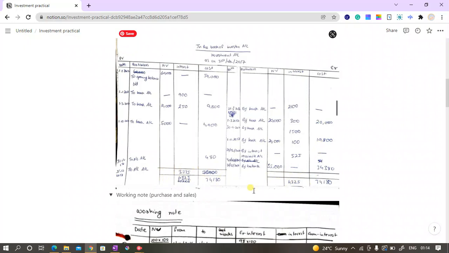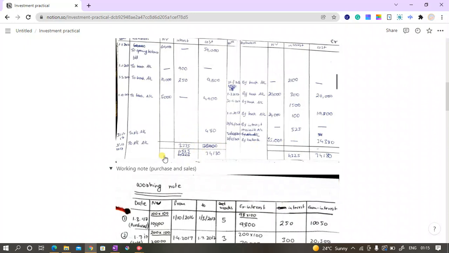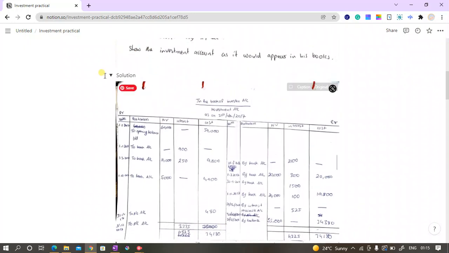Now we will just total them up. So we totaled. This side is greater than this side, so here we will get the P&L 3375, and this side is greater than this side. So 74180 we will get here. Oh sorry, this side is greater than this side, so we will get here to P&L account. Oh yes, I was correct the first time. So this side is greater than this side, so to P&L account 480 rupees. Okay, we got it here. So that's how it is.